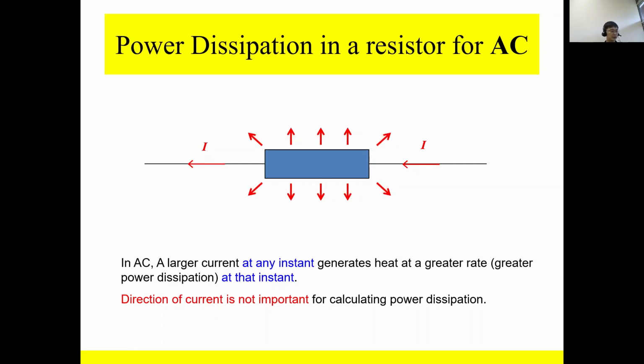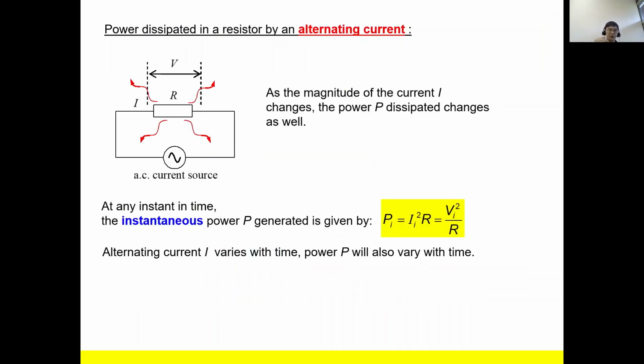So how then should we calculate the power of an AC? Here is about the instantaneous power dissipated first. As I was saying, as the current changes, the power dissipated changes, and the instantaneous power is generated by this. However, if we want to find the power of a heater, the instantaneous power at any point in time is not really what we are concerned with. We are generally concerned with the average power.